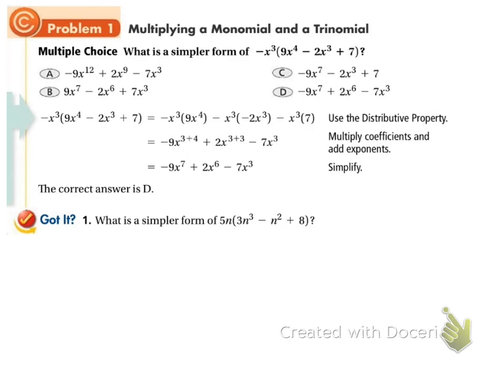This is 8.2a of algebra. So now we're going to look at multiplying a monomial with a trinomial. Okay, so we've got a problem here. We're going to distribute in that monomial out front.